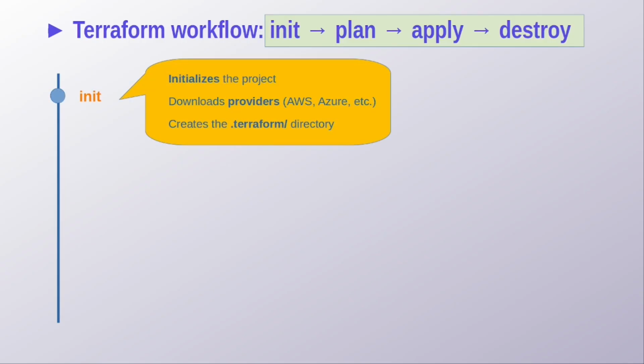Terraform init. This is always the first command. What does it do? It initializes the project, downloads providers, and creates the .terraform directory. Terraform does nothing without init. You run terraform init once per project or when providers change.